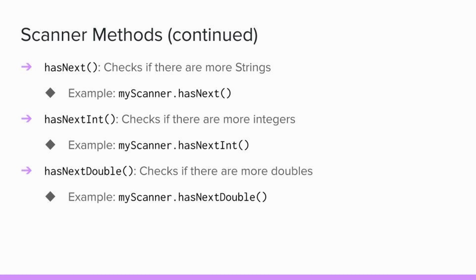Here are more scanner functions in Java. These methods check if there is more input left to read and return a Boolean value of true or false. hasNext will check if there are more strings. hasNextInt will check if there are more integers. hasNextDouble will check if there are more doubles.